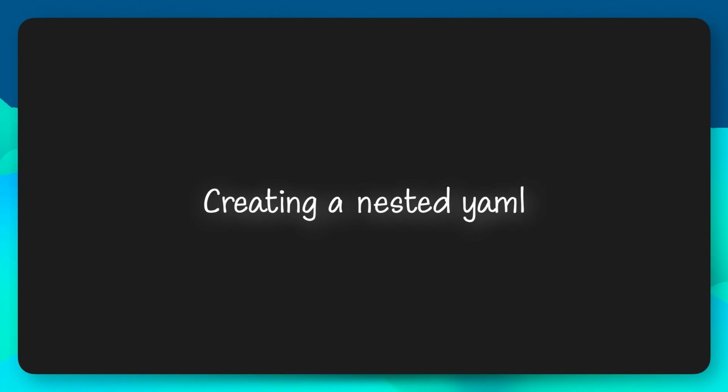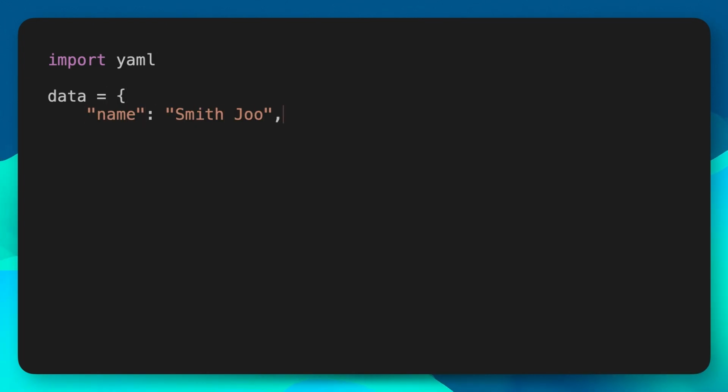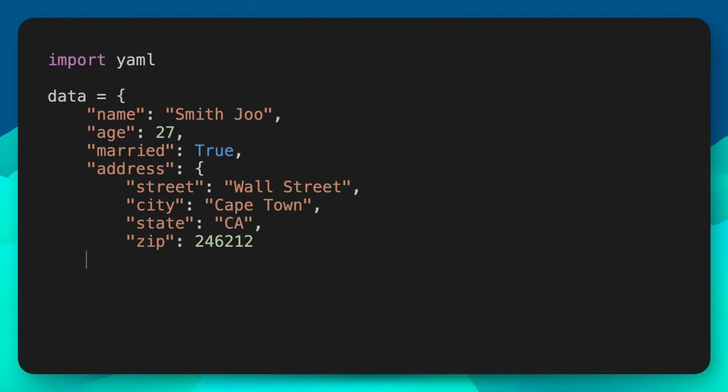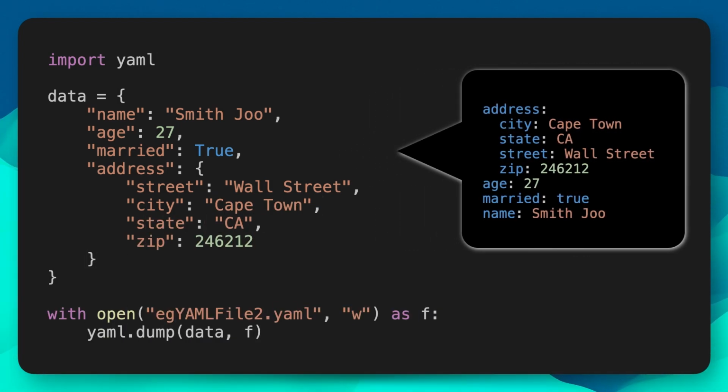Creating a nested YAML. Now let's try to store the nested dictionary data into a YAML file, which will help us understand how to work with the nested data in the YAML. For that, we only have to change the value present in the data variable. Let's create a nested dictionary. Here, along with the name and age and marriage status, let's store the address of the person. On running the above piece of code, we will get the output which will look similar to this.